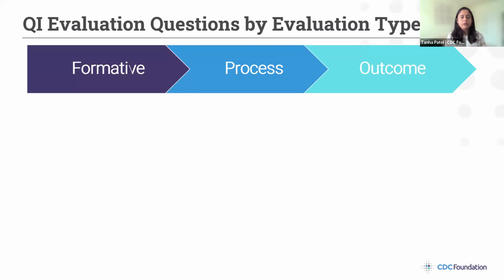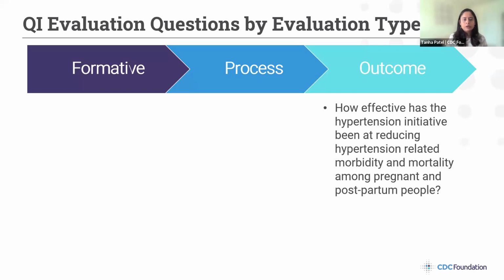So instead of sharing the results, I'm going to walk us through the questions themselves and answer at the same time. The first question that was asked was, how effective has the hypertension initiative been at reducing hypertension-related morbidity and mortality among pregnancy and postpartum people? This is an outcome evaluation question because it asked about if the initiative has changed the intended health outcomes.